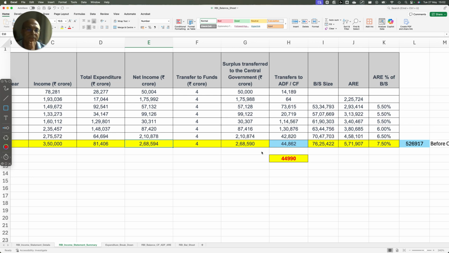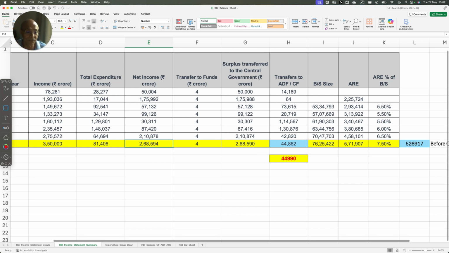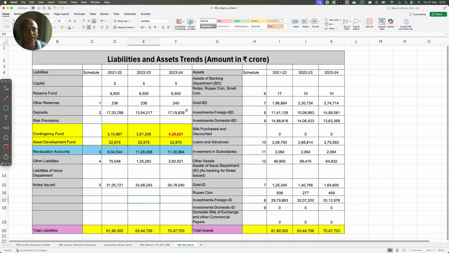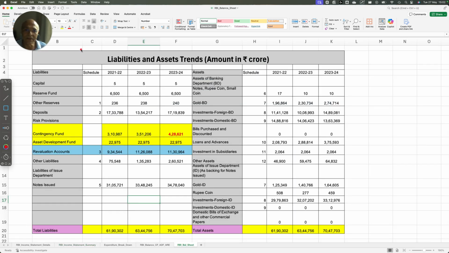So, friends, I don't want to go further on this. I hope that I have tried my level best to explain. Maybe I have not been successful, but I have made an attempt. Because this concept is so difficult to understand, let me summarize. And for that, I will go to this balance sheet again. So we have got liabilities, you have got assets.